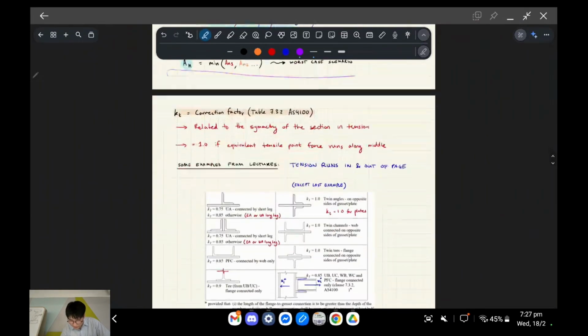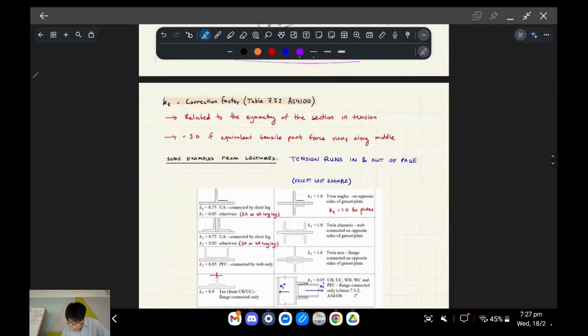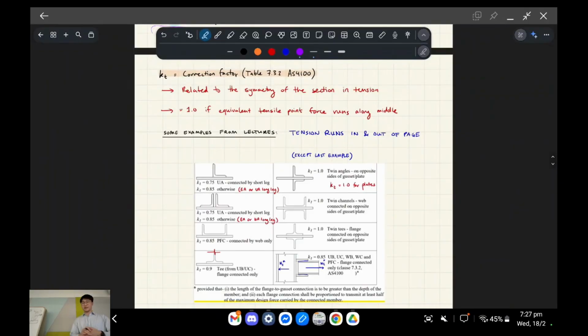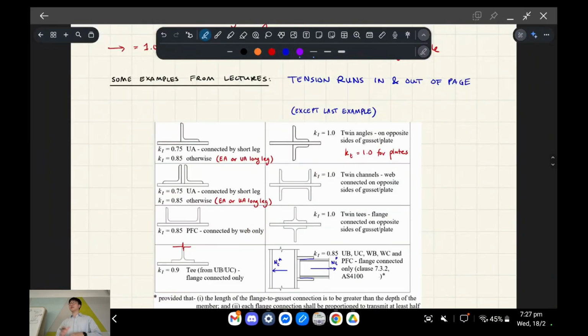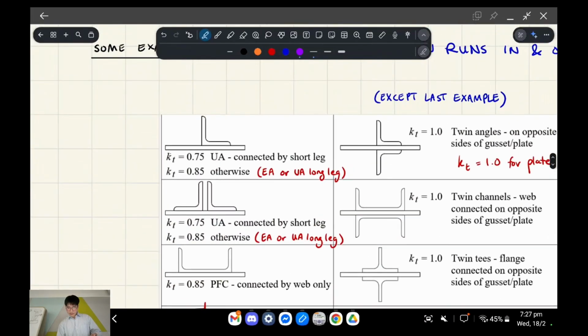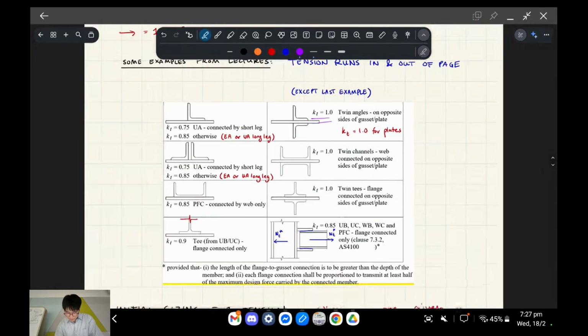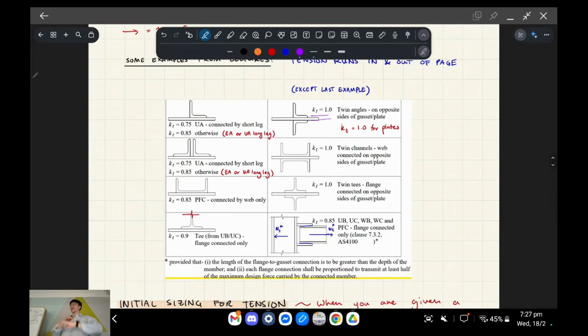Okay, so what's KT? So, the correction factor. This one's kind of the hardest part to understand, to be honest, in tension, but it's not that much harder than the rest of the stuff that we've got. So these are all different cross sections of bits of steel welded or bolted together, right? And KT is equal to 1 when you have symmetry. That's the basic rule of it. There's all these different cases. You might not know what a PFC or any of these terms are yet, but that's the rule for now.